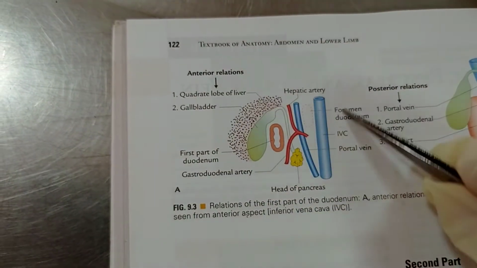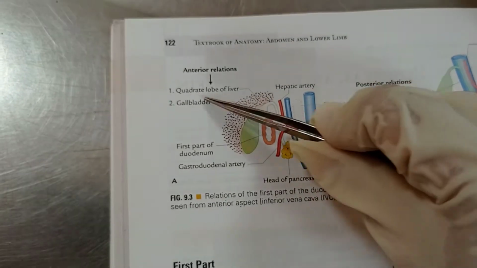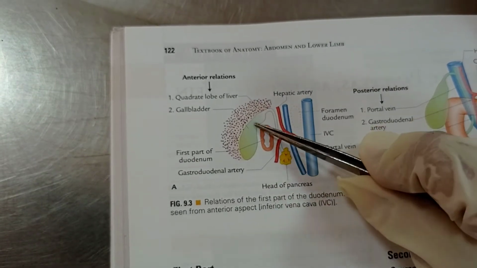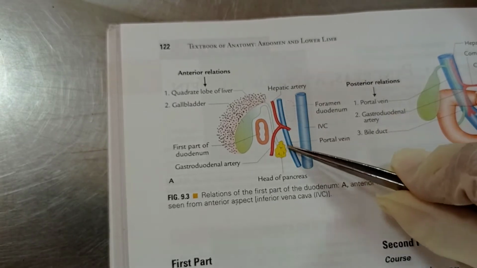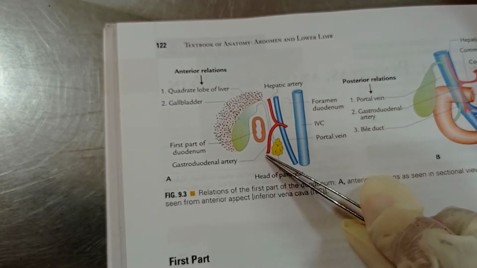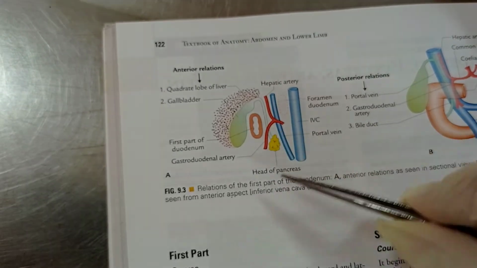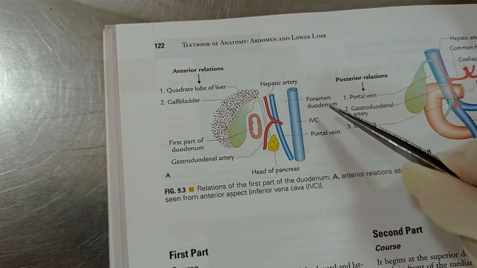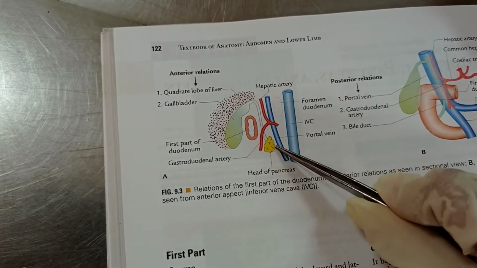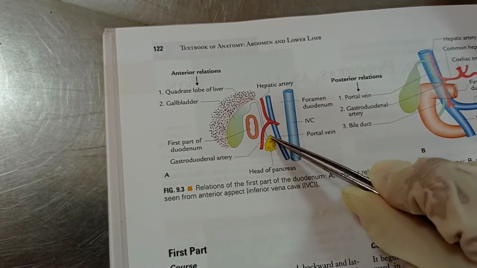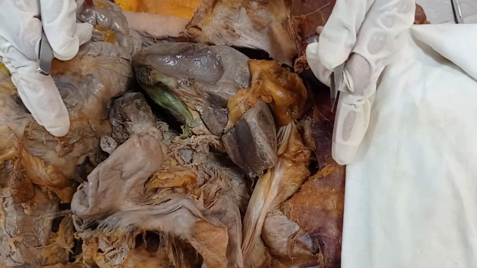In this diagram, this is the first part of the duodenum, which anteriorly is related to the quadrate lobe of the liver and gallbladder. Posteriorly it is related to the portal vein, gastroduodenal artery and the common bile duct. Superiorly, this first part of the duodenum is related to the epiploic foramen, and inferiorly it is related to the head of the pancreas.